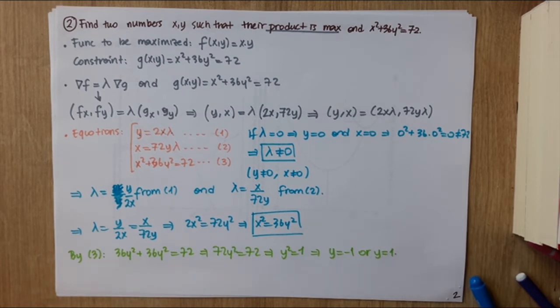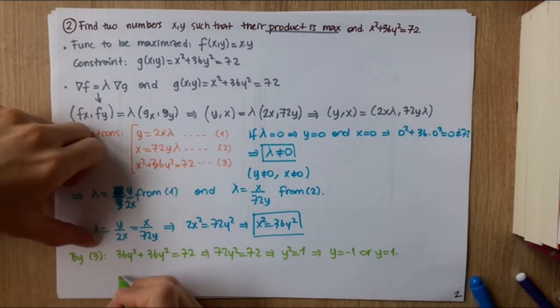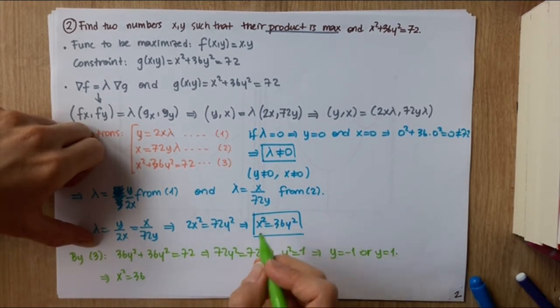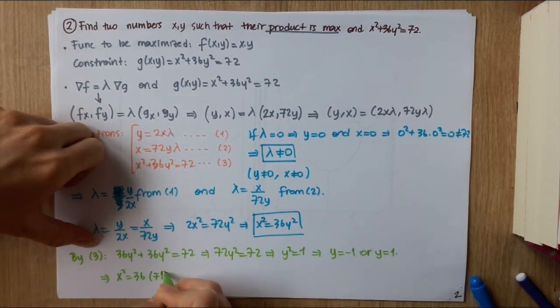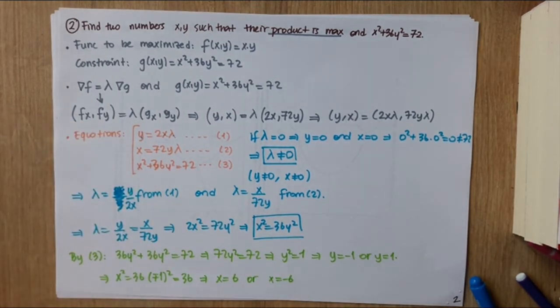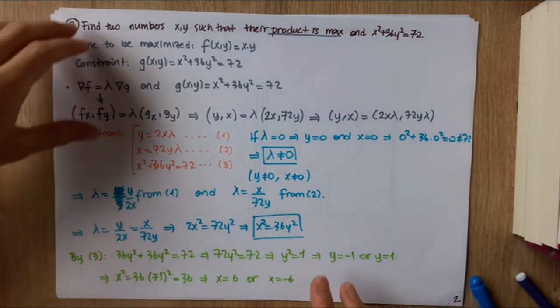So now it's time to find x. I will use this result to do this. So x squared equals 36. It doesn't matter whether y is minus or plus 1, because I have a square here. Minus or plus 1 squared is 1, so I have 36. So x is 6 or x is minus 6, which means we have 4 different points here, right?